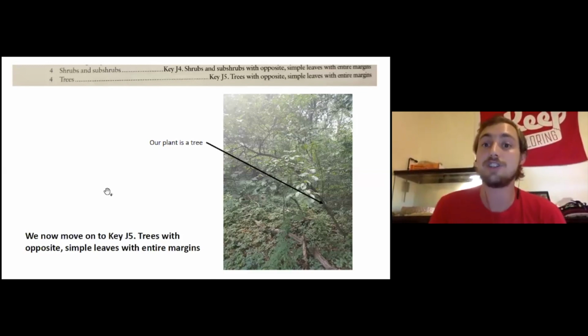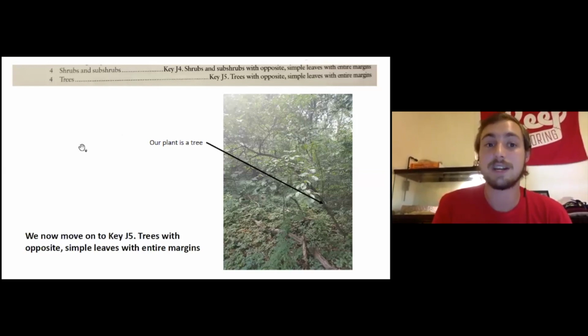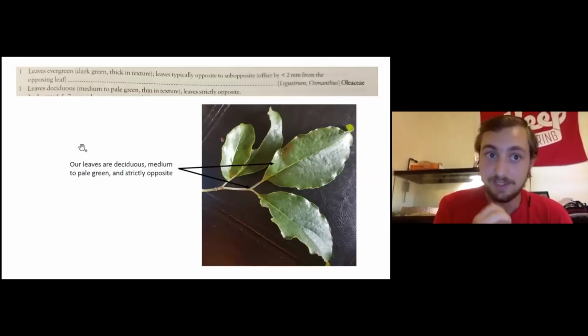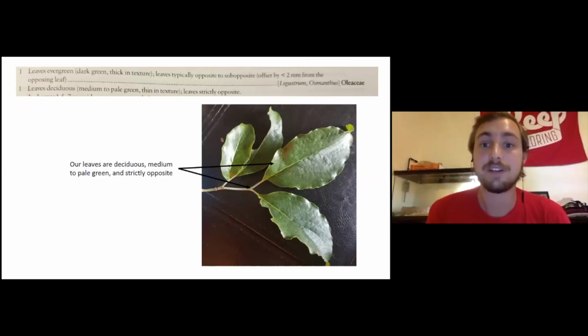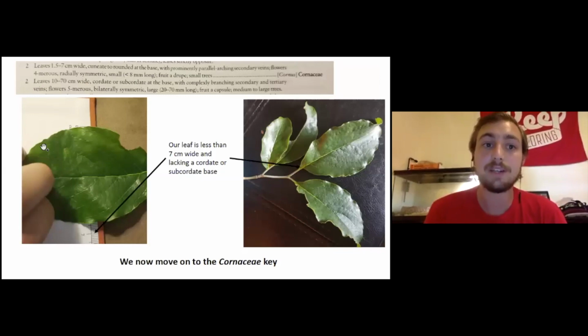So we'll move to key J5, trees with opposite simple leaves with entire margins. So then it asks if our leaves are evergreen or deciduous. Our leaves are not dark green and thick in texture. They're very thin and smooth, so they are deciduous. So we'll choose 1B. And then it asks about the width of our leaf.